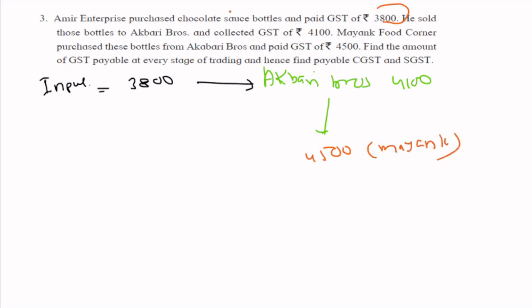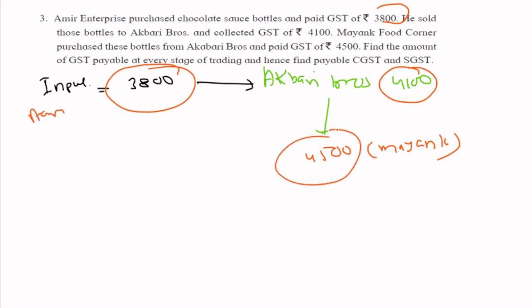Okay, so there is a chain. If you see, right, 3,800 Amir Enterprises initially paid as GST. Now Akbari Bros paid GST 4,100 to Amir, and Mayank paid GST 4,500 to Akbari. So this is the chain. Okay, so what you have to do? Find the amount of GST payable at every stage of trading and hence find the GST payable.